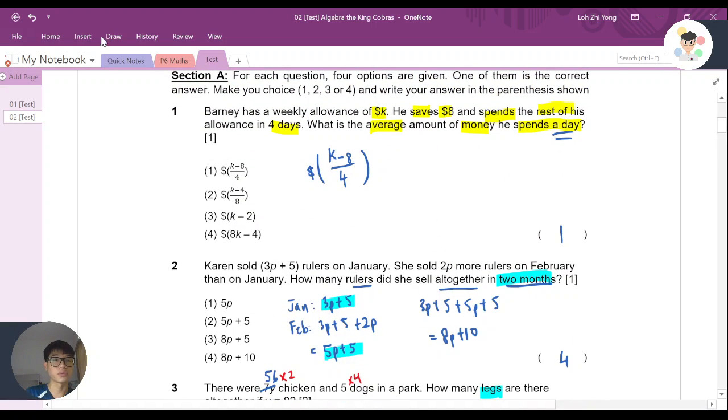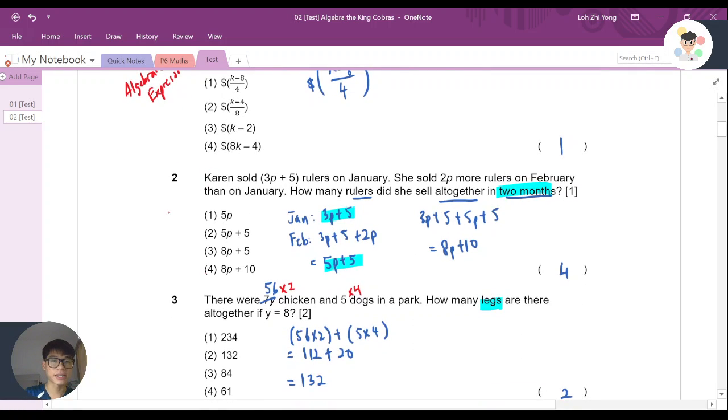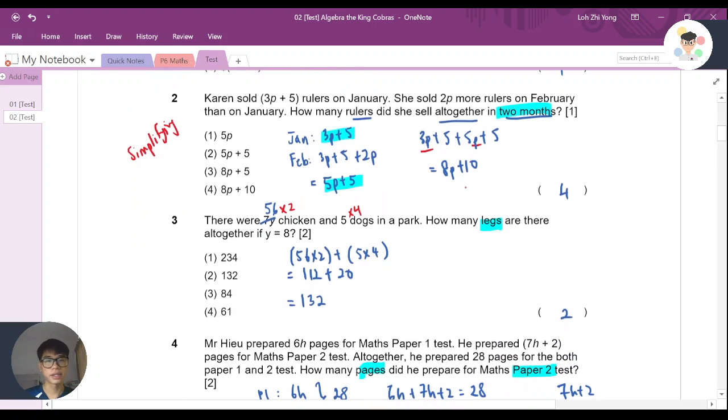Let me just let you know the purpose of me putting all these 4 questions. This is basically to train your basic algebraic expression knowledge, whether you can form an algebraic expression. The second question is basically simplifying. You need to know how to combine like terms together. And the next question I'm putting in because I want to train your evaluating skills. Evaluating means, given y is equal to something, then you need to put it inside.